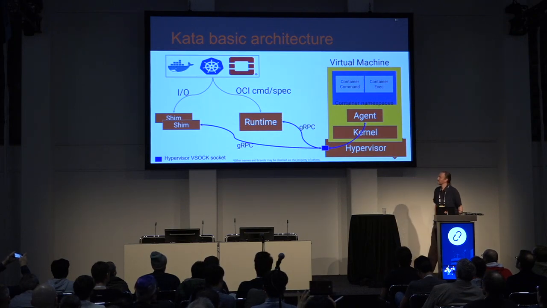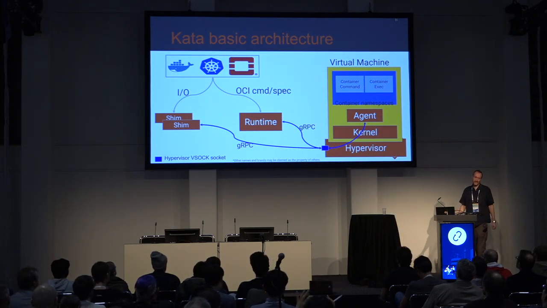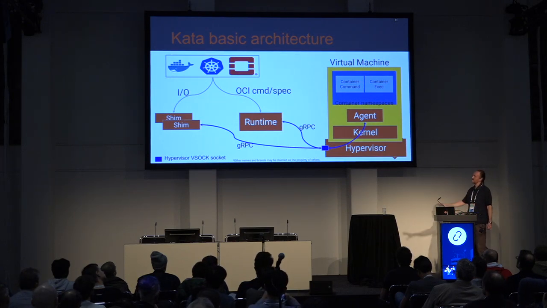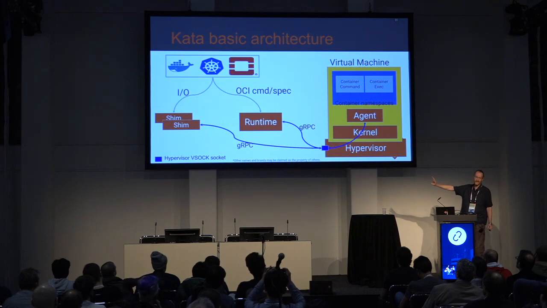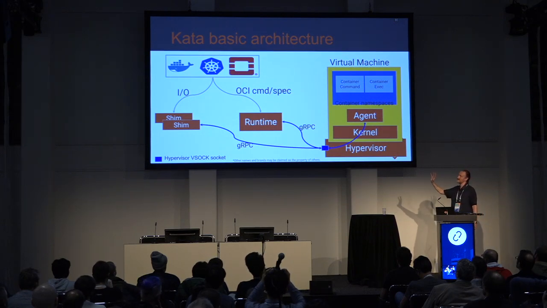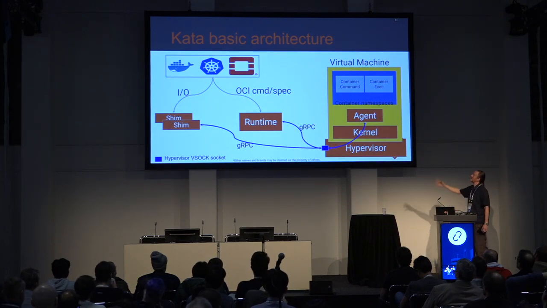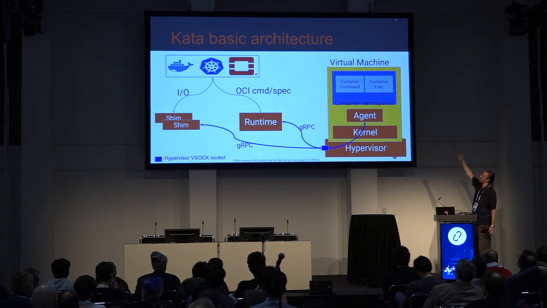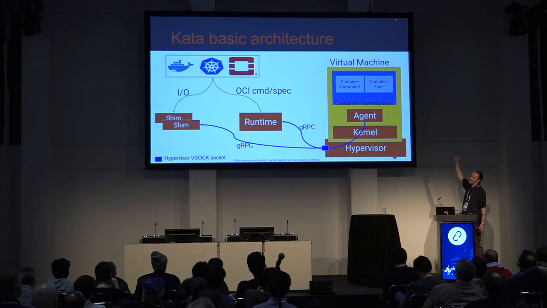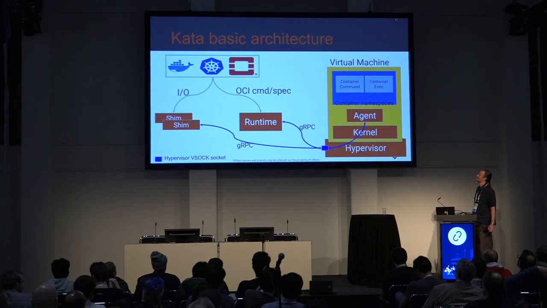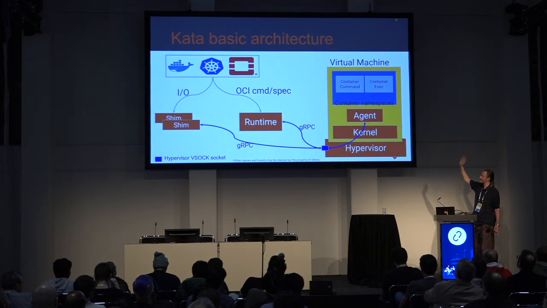You might notice on here I've skipped the proxy. The proxy is something we're working away from. So now we've moved to using VSOCK, which is a fairly recent kernel feature. The proxy is less involved in the picture. So you have your virtual machine with your pod with multiple containers or single container running different commands. Here we have the agent outside of the container namespace. That's really the controller of the container.